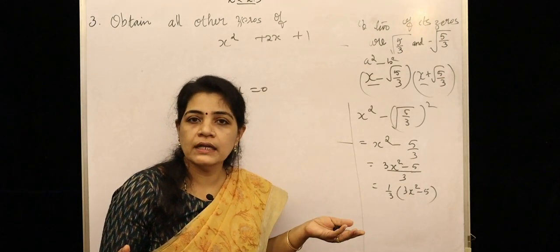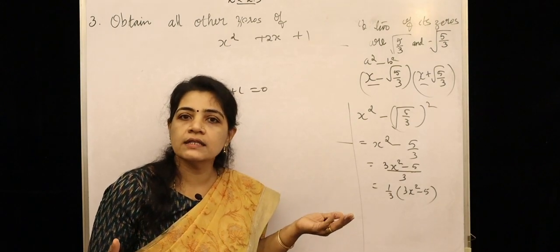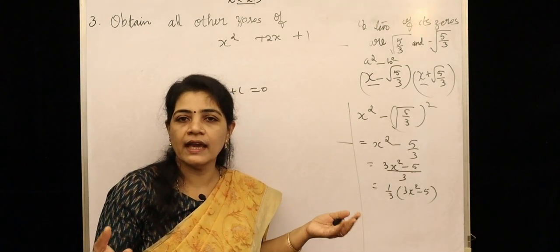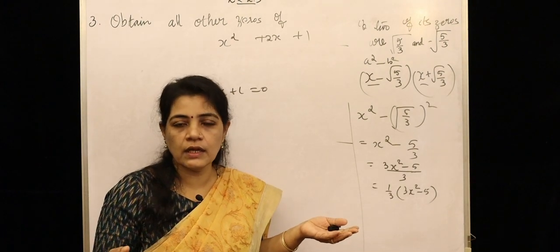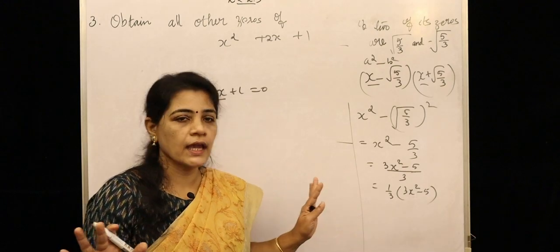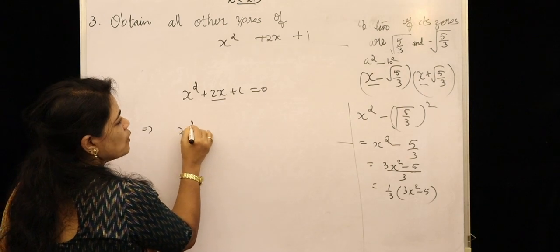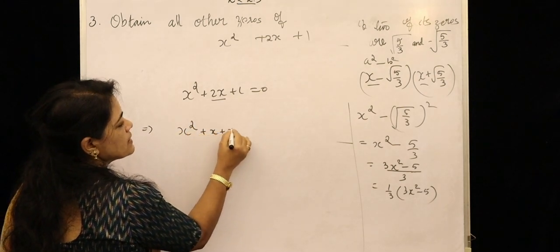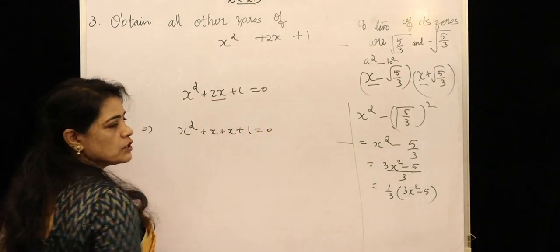2x can be written as 1x plus 1x. Okay, x into x, 1x plus 1x. So 1 into 1, 1 itself. 1 plus 1 is 2x. So that is the way I am going to split this middle term. x square plus x plus x plus 1, with no change for the first and the third term, equated to 0.